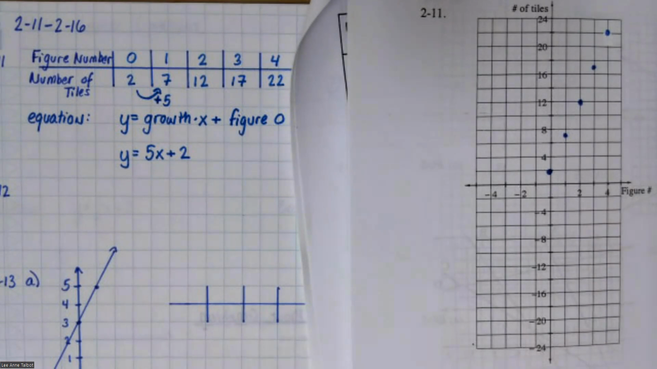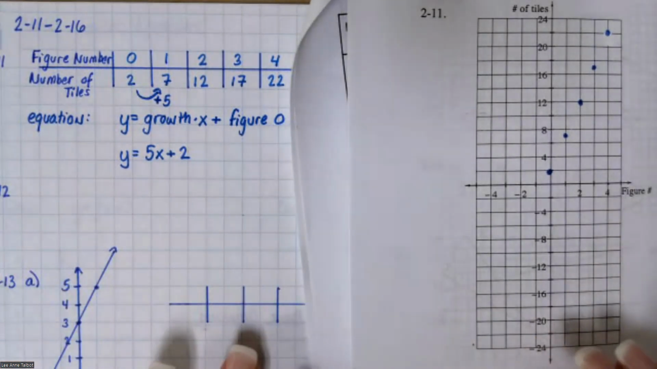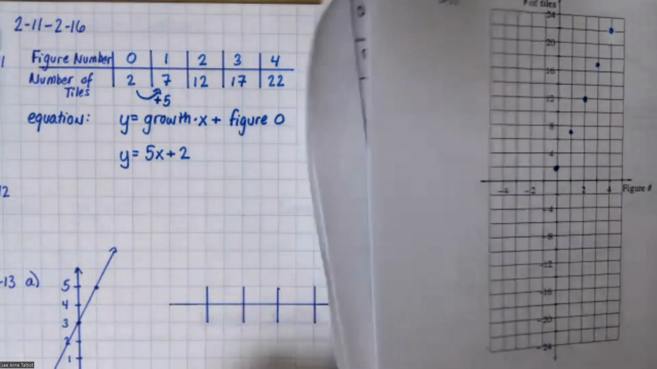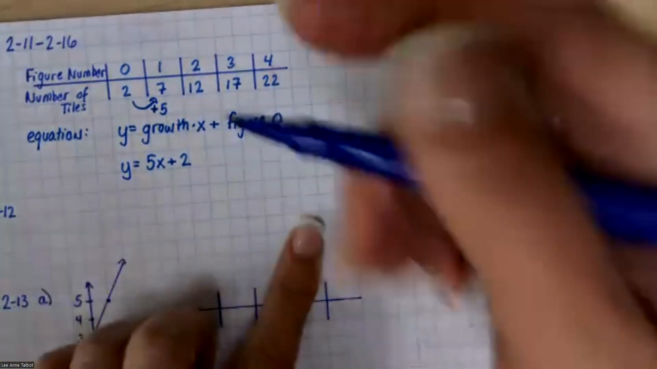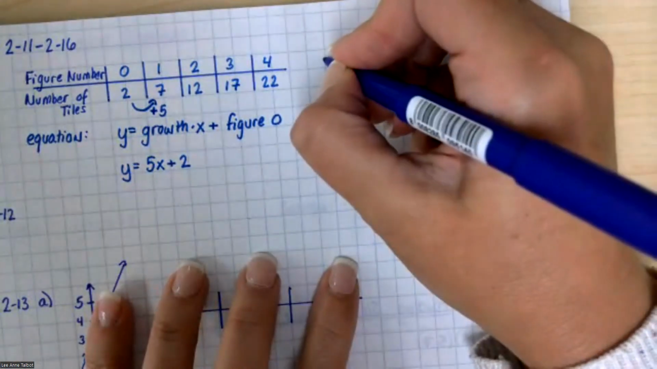Okay, resist the urge to connect the dots. We don't connect the dots when it's a tile pattern. Why? Because there's not a figure 1.5 or a figure 2.96. You could make one if you want to, but we don't have time. Okay, but we really want to. So we're going to write ourselves a note over here.